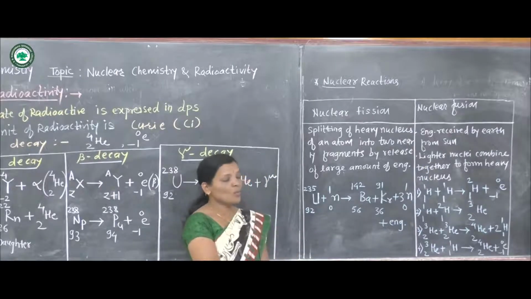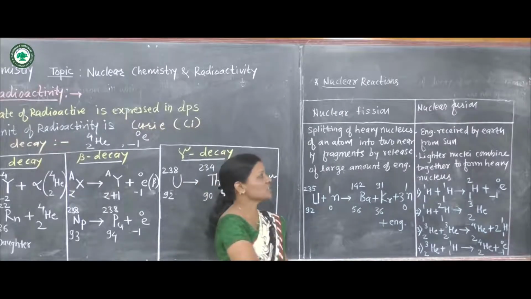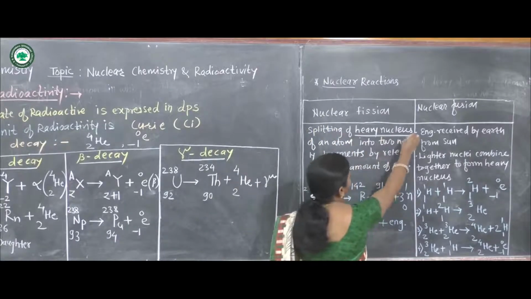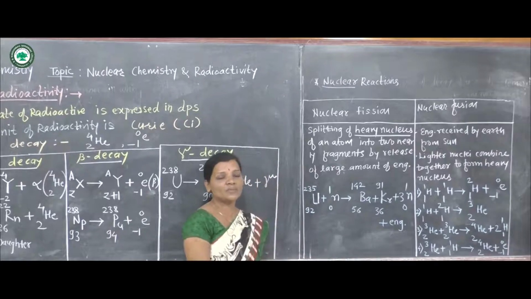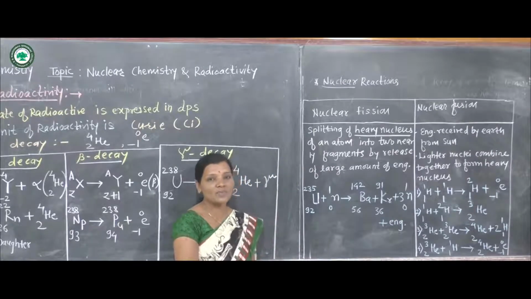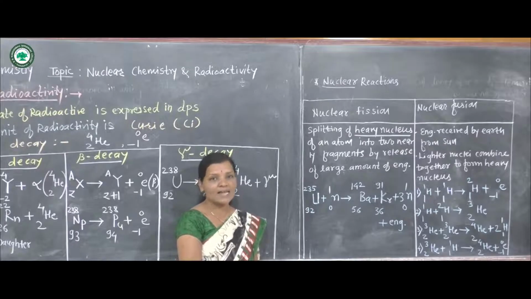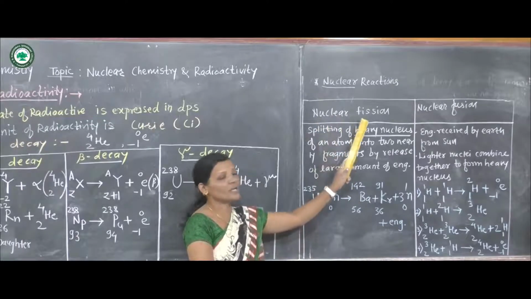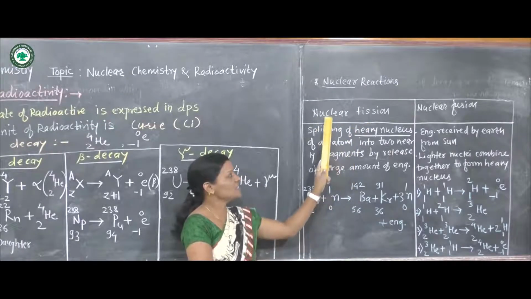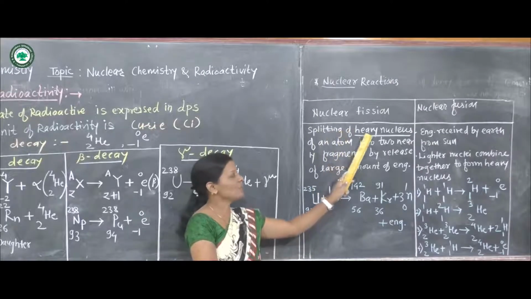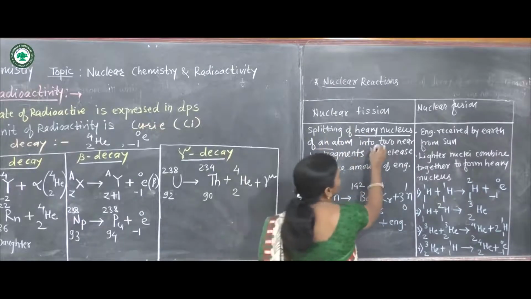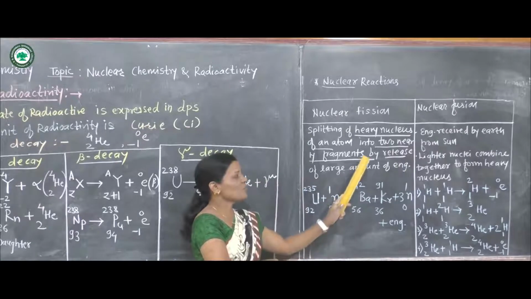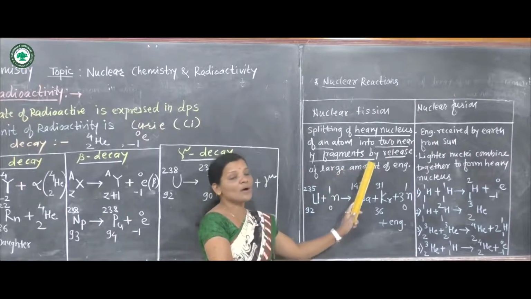Now let us consider what nuclear fission reactions are. Nuclear fission reactions mean splitting of a heavy nucleus. Heavy nucleus means the atomic number of that nucleus is 92 or greater than 92. That means the man-made elements show nuclear fission reactions. In this type of reaction, splitting of the heavy nucleus takes place to form two nearly equal fragments, with the release of a large amount of energy.